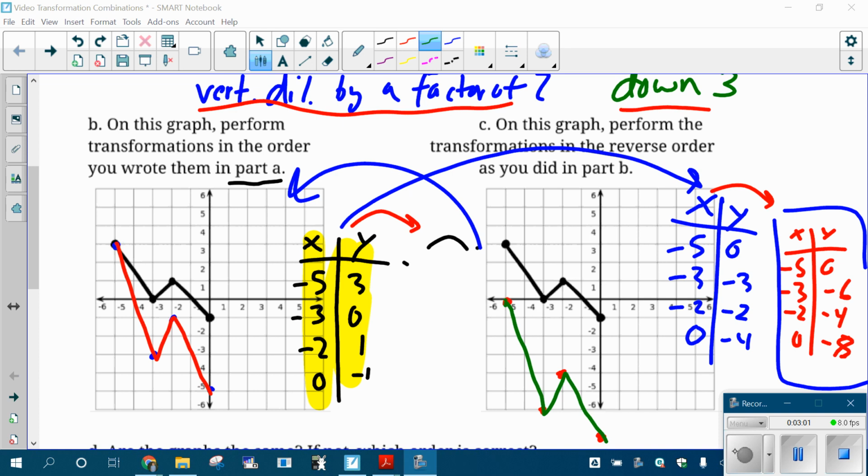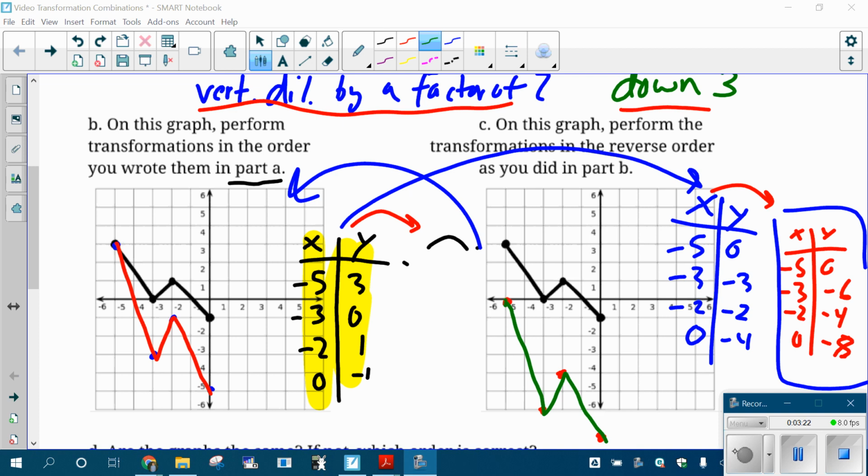Oh, that green graph is straight up a different graph than the red graph. I did the same 2 transformations, but somehow I got a completely different answer. Why? Because I did them in a different order. And you guys know that the order that you do transformations, just like the order that you do operations in, matters. You've known this forever, okay?